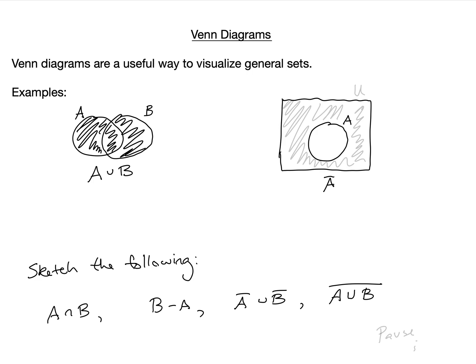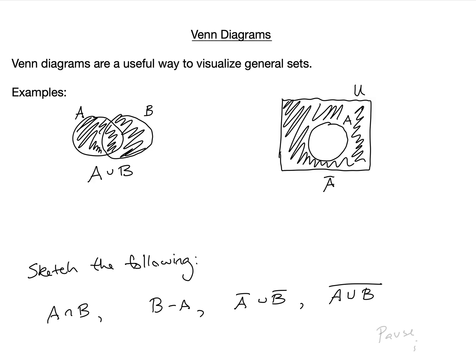If we wanted to visualize A complement, that's everything outside of A. So we now need a universal set indicated by that square, that rectangle around the set A. And we want to include all points or all elements that are outside of the set A. And so this is how we would denote A complement using a Venn diagram.